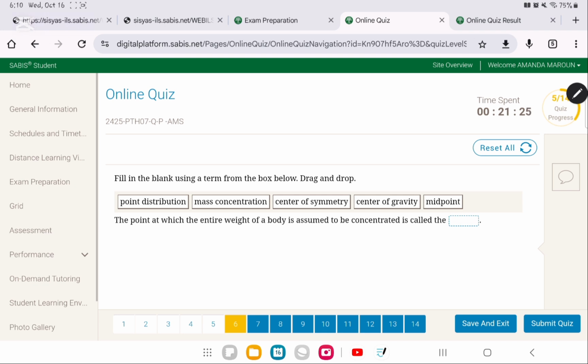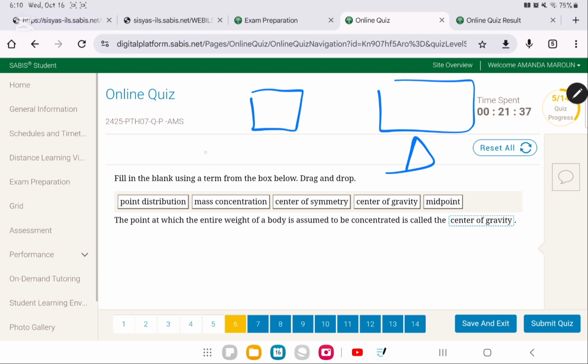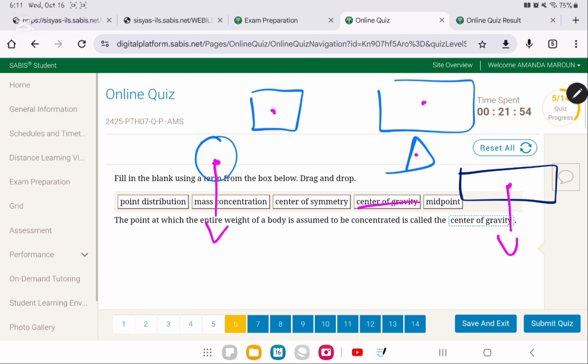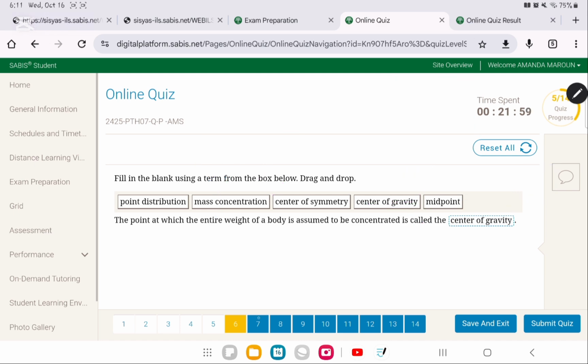Now, the point at which the entire weight of a body is assumed to be concentrated is called the center of gravity. In uniform objects such as a square, a rectangle, a triangle, a circle, or for example a stick, the center of gravity of these uniform objects is at the center. So that's why it will be drawn like this. From the center of these objects, they will draw the center of gravity.